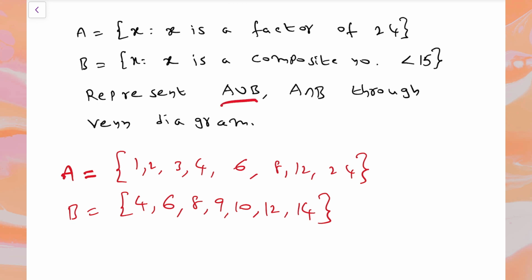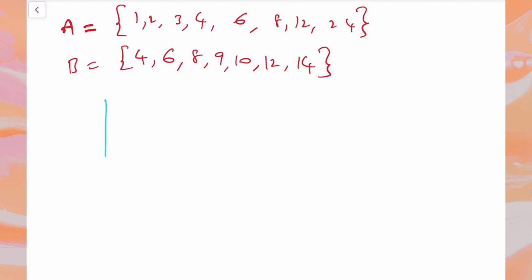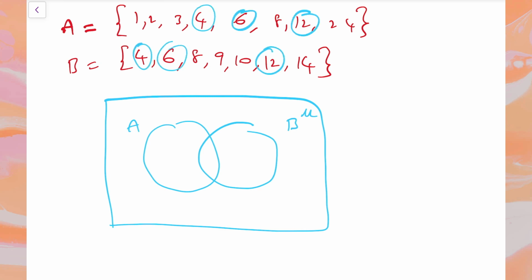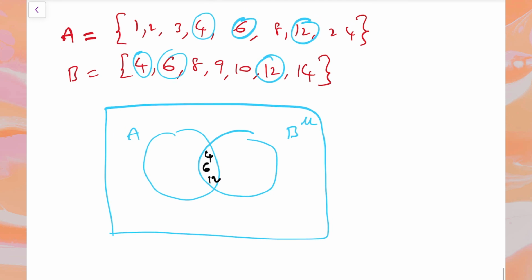Now he is asking to find A union B as well as A intersection B through the Venn diagram. It's very easy. First let us do union, then intersection. Draw one rectangle, then two circles, one for A and one for B. On the top right corner, keep the mu symbol, that is the universal set. In sets A and B, first select the common elements: 4, 6, 12. Write those in the middle part. Now, what remains from A? 1, 2, 3, 8, 24. Write it here. Then from B, the remaining are 9, 10, 14. Write those here.